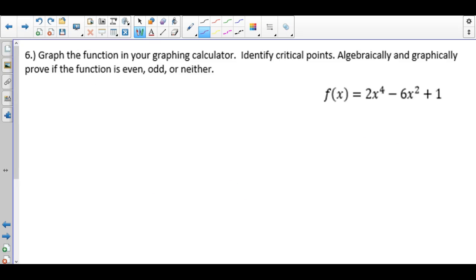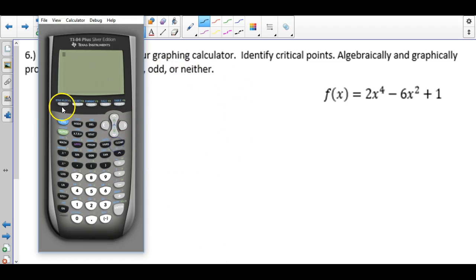And that leaves us with the last one. So what we're going to do is graph a function in the graphing calculator, identify the critical points, and then prove if the function is even, odd, or neither. So I'm going to pull up the graphing calculator, and I'm going to go to y equals, and we'll type this in. So I have 2x to the 4th power minus 6x squared, and then plus 1. And what I'm going to do is press zoom, and then press the number 6 just to get a standard window. And I can totally see my function within that window.